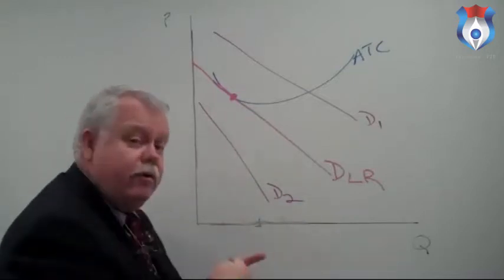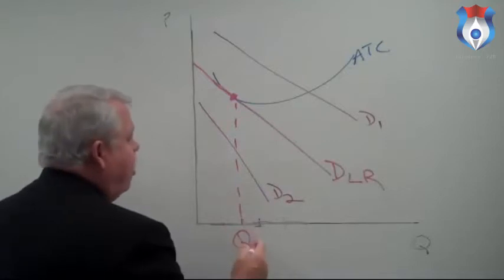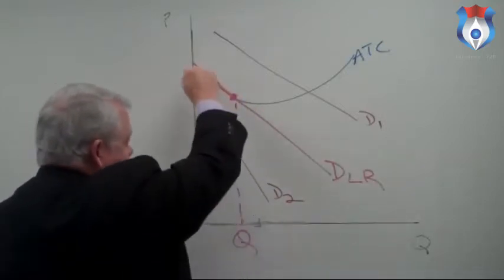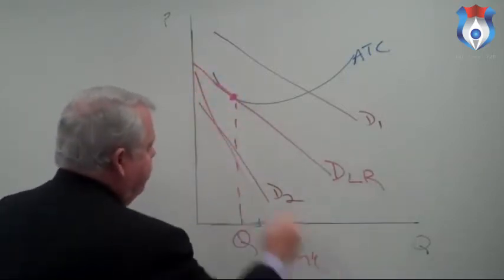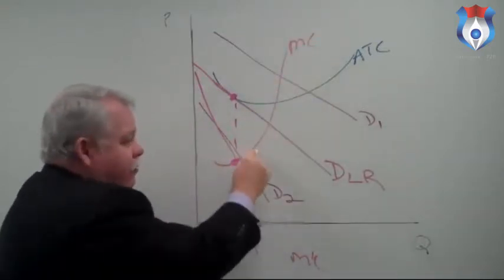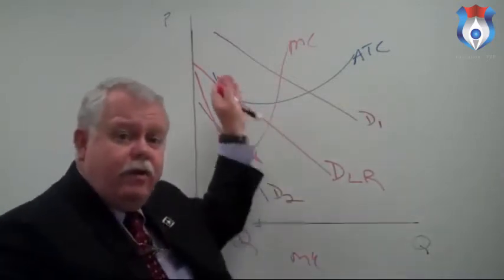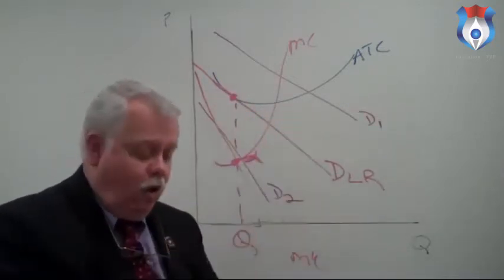And if we were to fill in the marginal revenue and marginal cost curves, this is their quantity, they would have, say, a marginal revenue curve here and a marginal cost curve here. This would be their alpha, if that's not too messy. But this point of tangency between the demand curve and the average total cost curve is their long-run position.